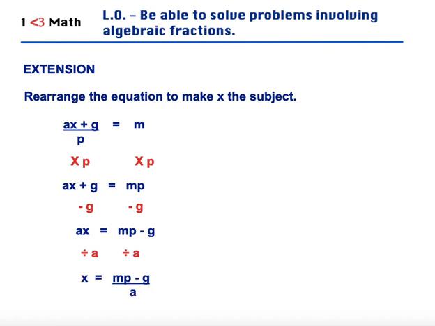We've made x the subject. We've written it as mp minus g. We've used the fraction line, and mp minus g divided by a would be our answer. So that's how we would make x the subject of an equation.